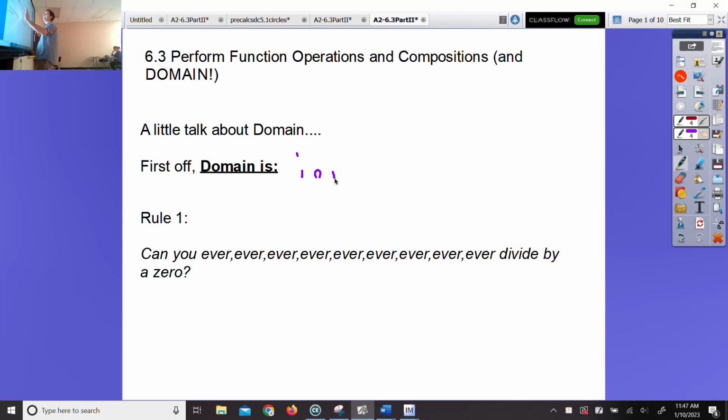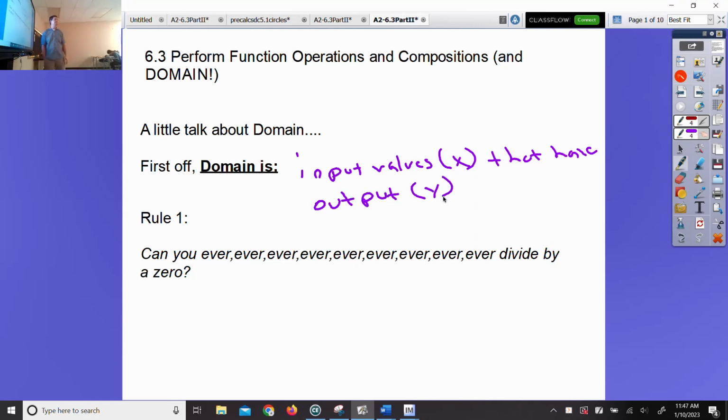So it's input values, which are generally known as x, that have output, which is generally known as y. I'm glad that you realize it's x. There's just more to it than that. It's x values that have output.